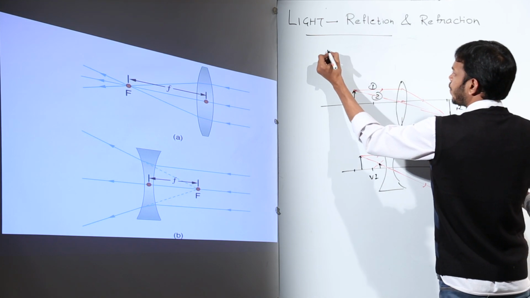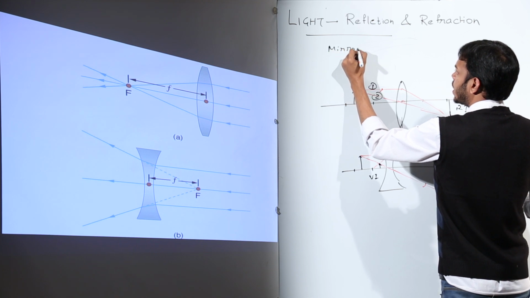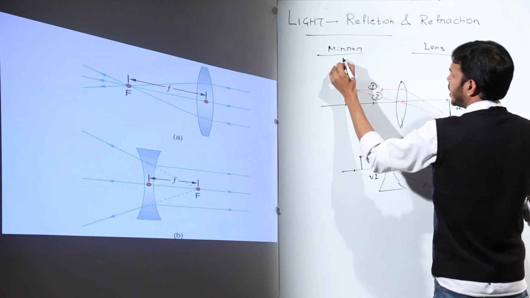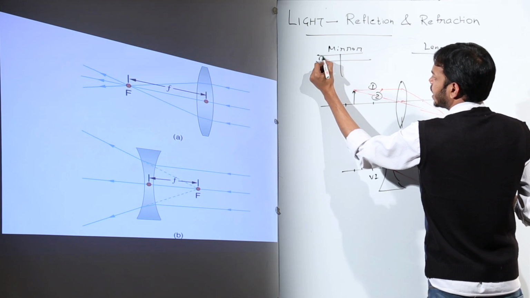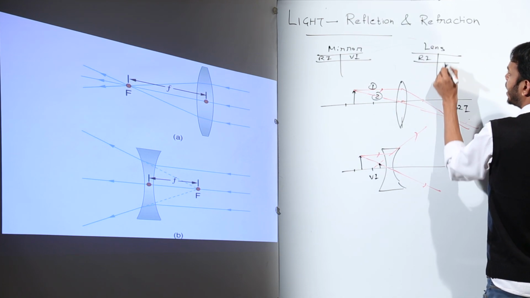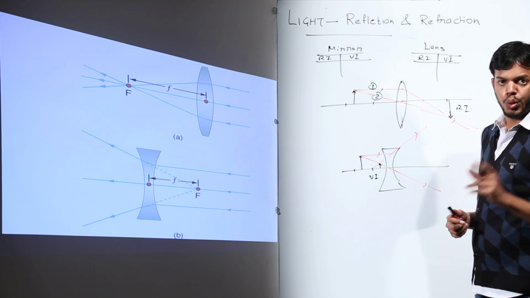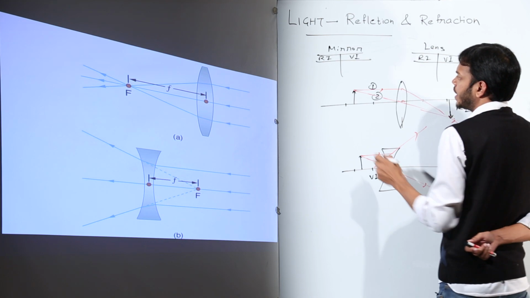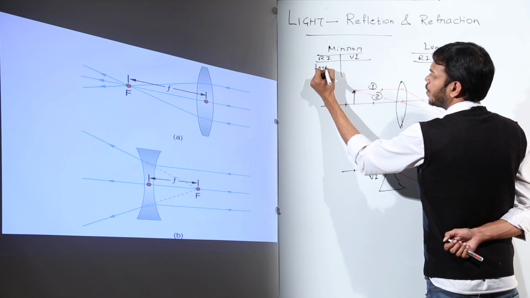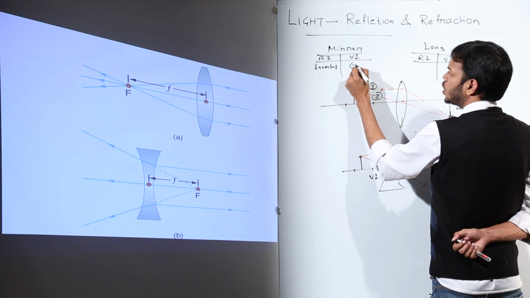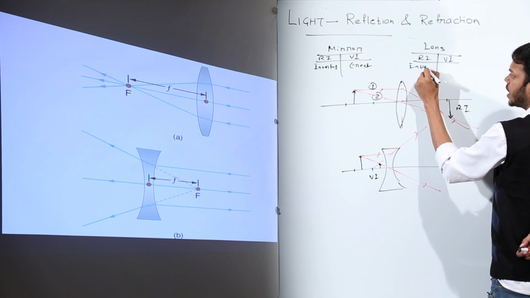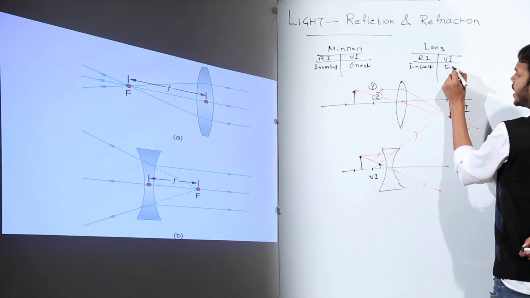So in cases of mirror and lens, let's further divide them into real image and virtual image. Here also real image and virtual image. Two main points which you should note. Number one, in case of mirror, real image is what? Inverted, and virtual image was erect. Here also the same thing, real image is inverted and virtual image is erect.